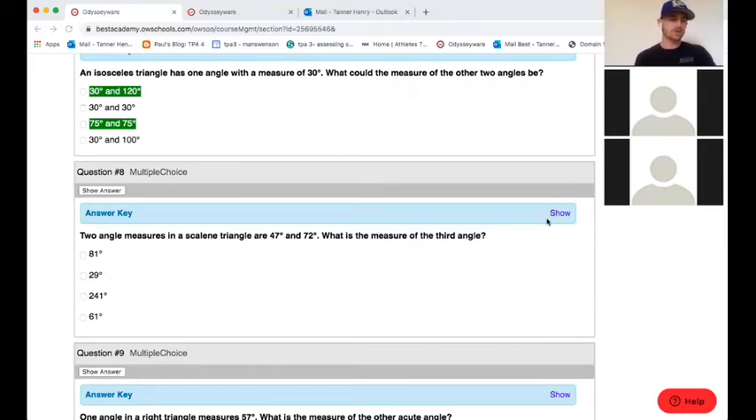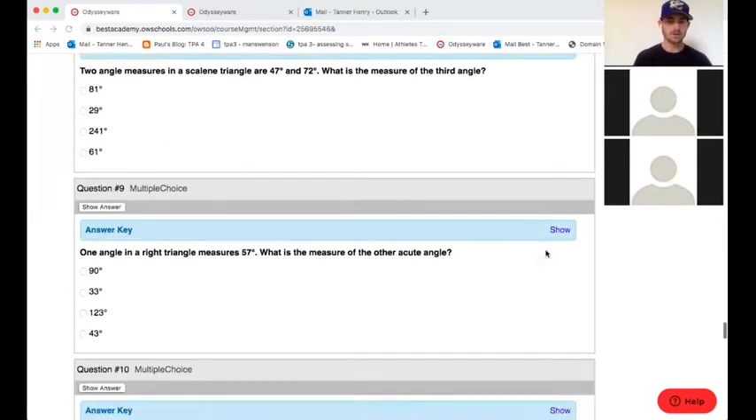I do it the way I do it. If I had my phone, I would just go like this: 180 minus 72 minus 47, and I'm left with 61. Does that make sense? Or I could do 72 plus 47 equals 119, 180 minus 119 equals 61. Does that make sense? Yep. Couple of different ways you can do it.